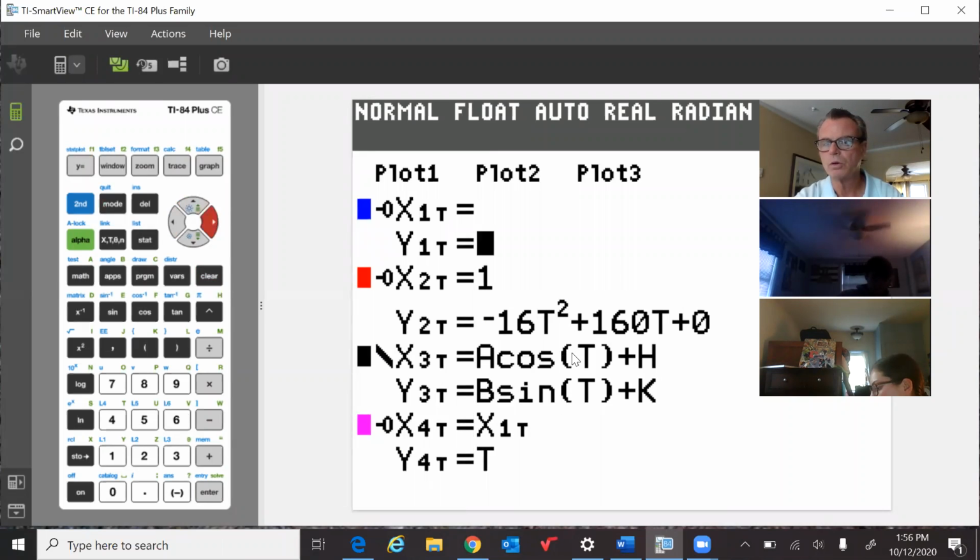They give you negative 16t squared, which is negative 1/2 times the force in gravity in feet per second squared, plus the initial velocity of 160t, plus the initial height is 0. This is leaving from the ground. And I'm having it travel on x equals 1. So I'm going to do this motion, but it's going to be vertical.